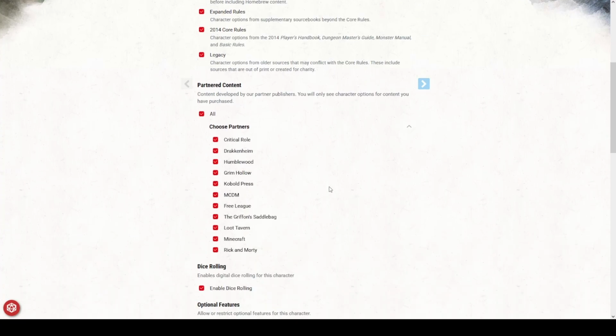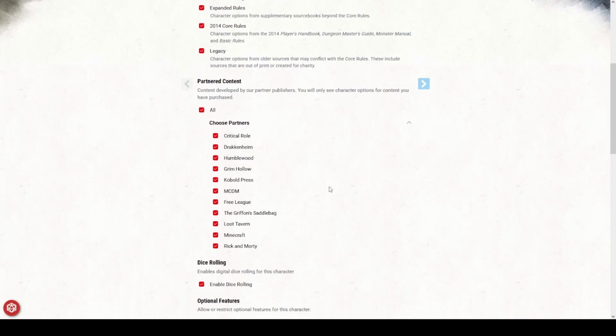Partner content. So this is all the third-party content. These are your Critical Roles, your Dungeon Dudes Drakenheim, your Grim Hollow, anything from Cobalt Press, Griffin Saddlebag, apparently Minecraft, and then there's a Rick and Morty one-shot adventure that I've heard mixed things about. It doesn't sound all that fun.